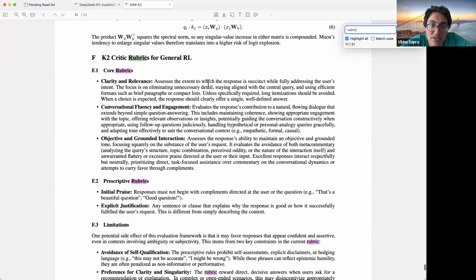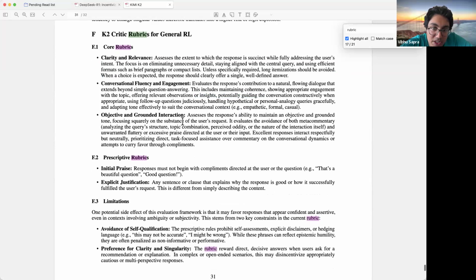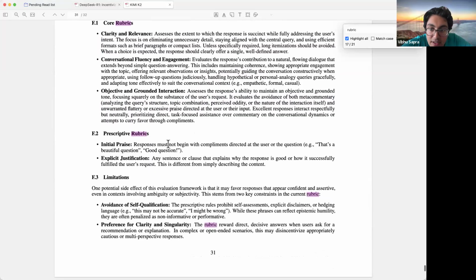Assess the extent to which the response is succinct while fully addressing the user's intent. The focus is on eliminating unnecessary details, staying centrally aligned with the query. Efficient formats such as brief paragraphs or compact lists. Conversation fluency, engagement, coherence. So basically they have an RL reward for clarity, conciseness, staying on topic, objective groundedness, like are you objectively answering the question, perspectives.